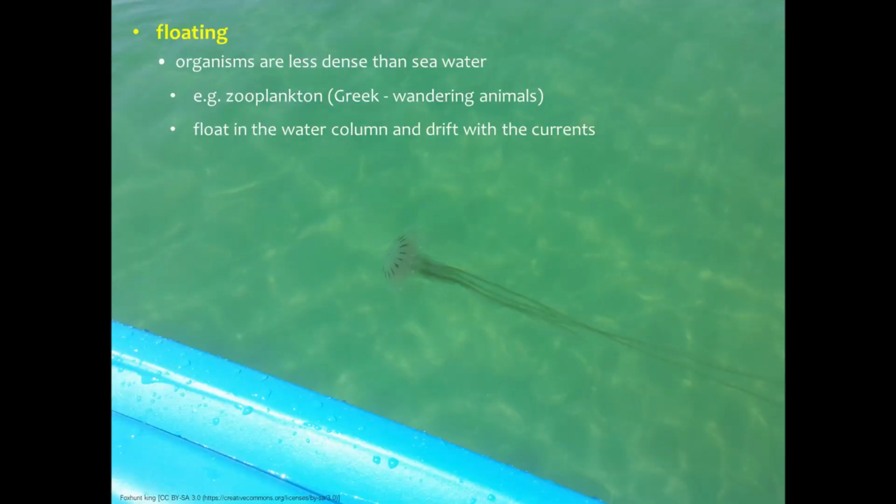And then there are other organisms that don't even rely on swim bladders. These are animals that just float. They're less dense than seawater. Once again, zooplankton, Greek for wandering animals, are an example of a floating organism. No swim bladders there, like this jelly here, which you'll find out is a member of the zooplankton. They just float in the water column and drift with ocean currents. And once again, that's because their overall body density, they're still less dense than the surrounding seawater.